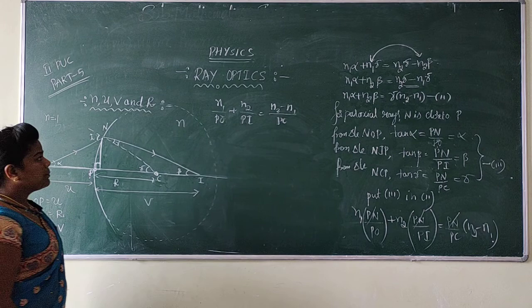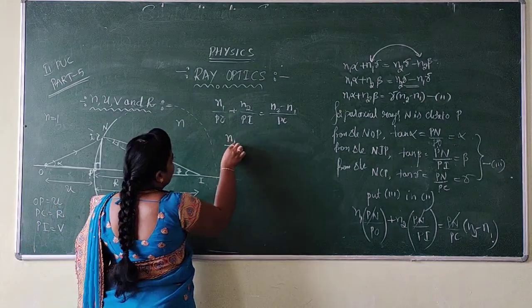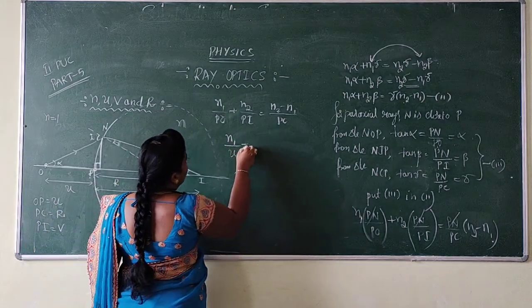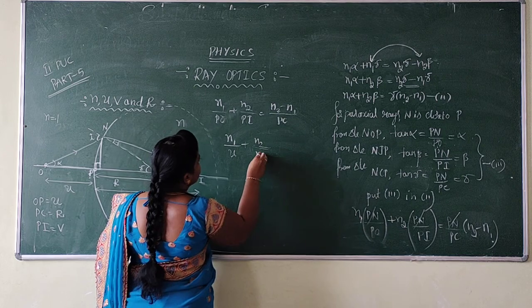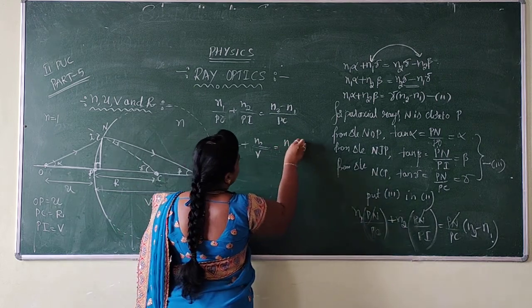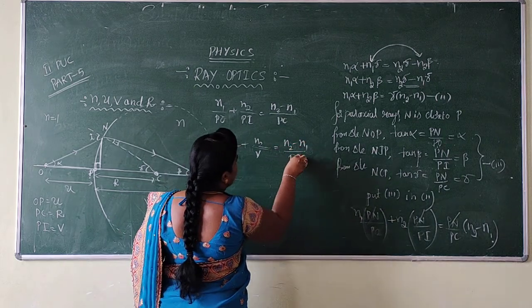Let us substitute it. So dear students, N1 by PO is U plus N2 by Pi is V is equal to N2 minus N1 divided by Pc is R.